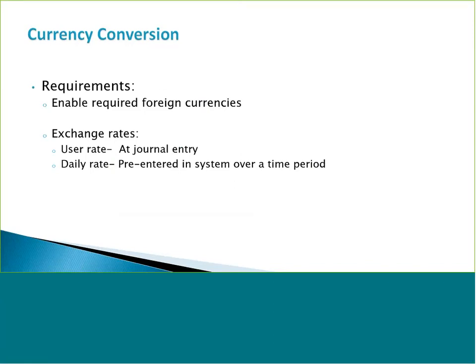So what do we need to do in order to do a currency conversion? We have already mentioned one of those things, where we need an exchange rate. The other thing we need, which we have also covered in our lessons before, is that we need to enable the required foreign currencies, and we have already seen how we can enable currencies that we can use in our ledger entries. So those are the two things that we need to do. We need to have those foreign currencies enabled, and we need to have exchange rates.